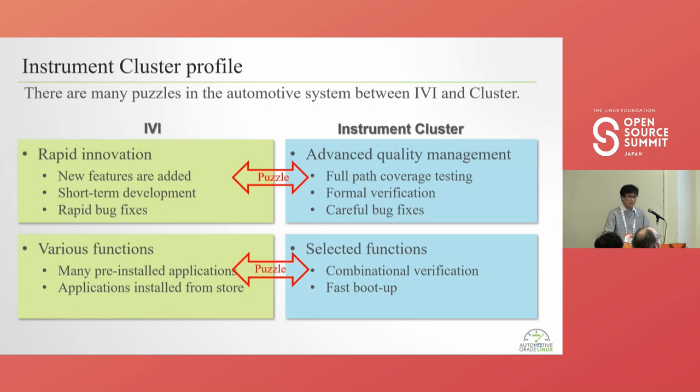By the way, the cluster is very, very different from IVI. Cluster requires very strict quality management. For example, full path coverage testing needs high quality, and formal verification is required. And even if we find a bug, we need to take care with the bug fix, not rapidly. And the cluster requires only selected features. For example, first boot-up and combinational verification are selected.